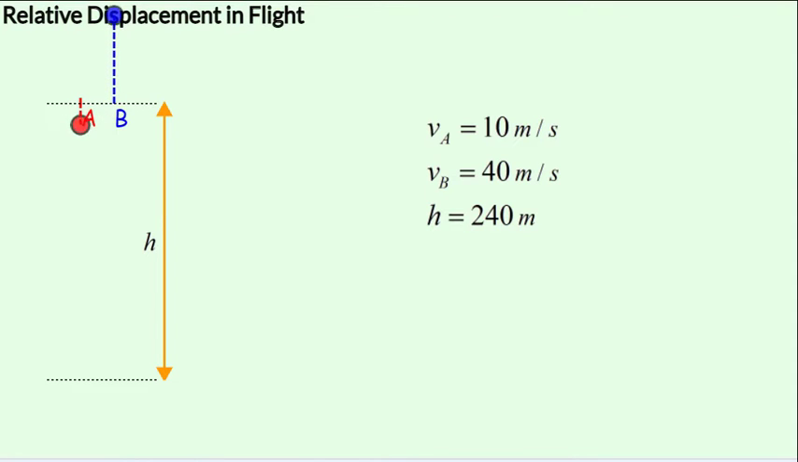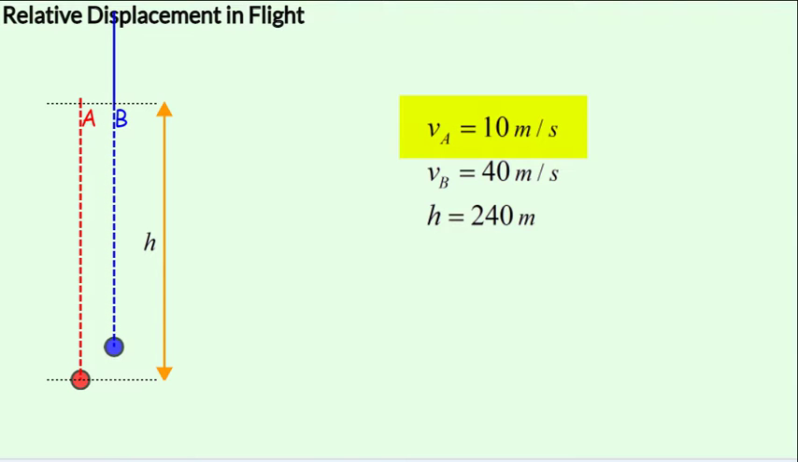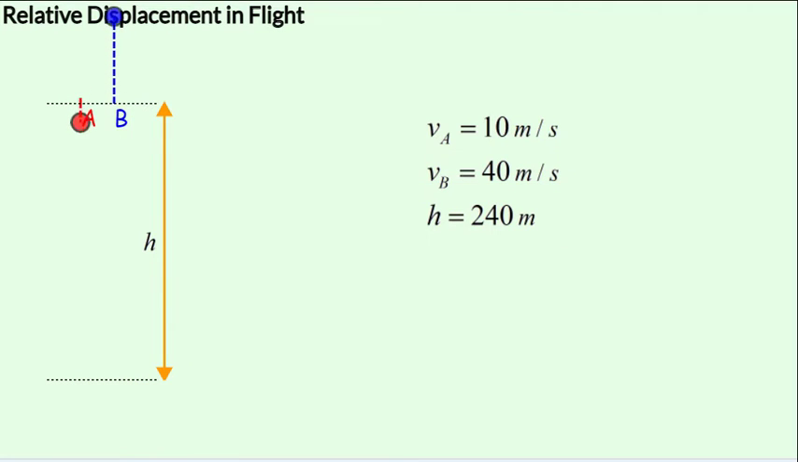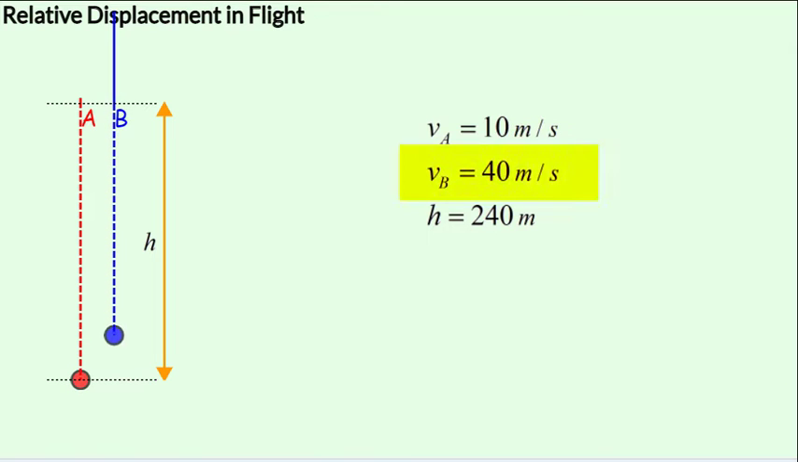A red ball A is thrown vertically upwards with a speed of 10 meters per second from a height of 240 meters. Simultaneously, from the same height, a blue ball is thrown vertically upwards with a speed of 40 meters per second. And we can see that the red ball lands first, while the blue ball lands a little later.